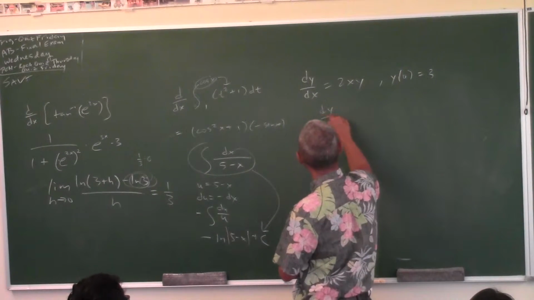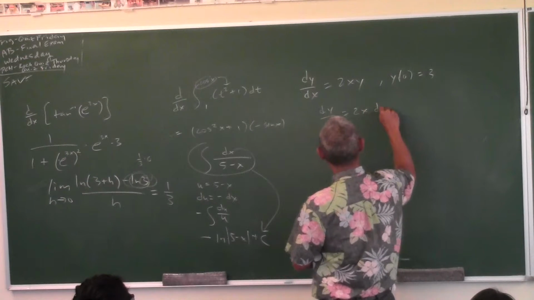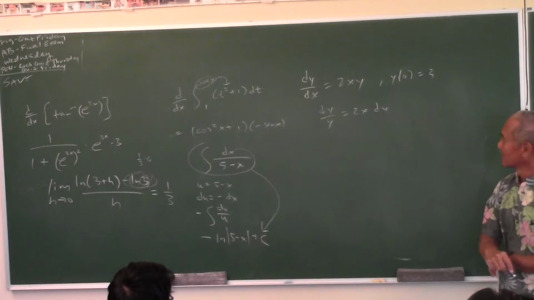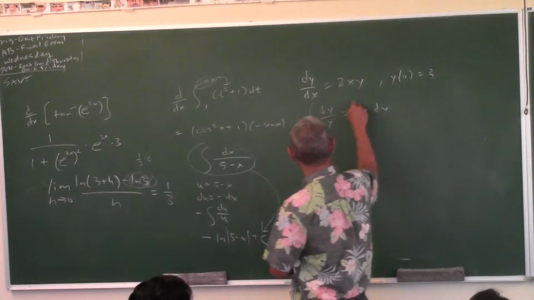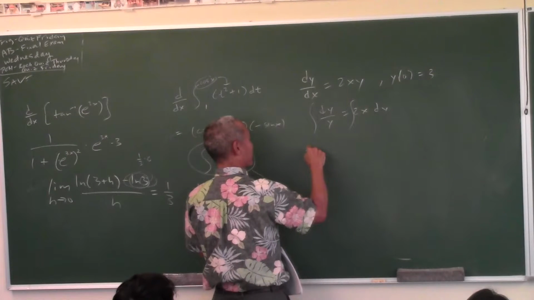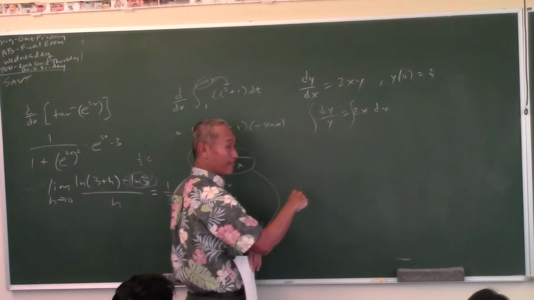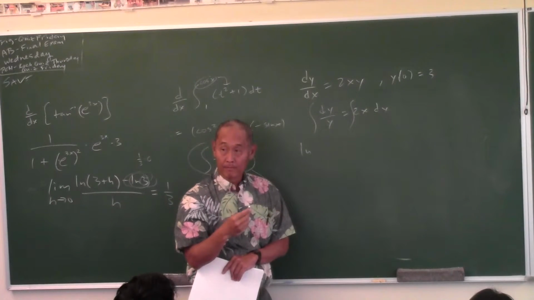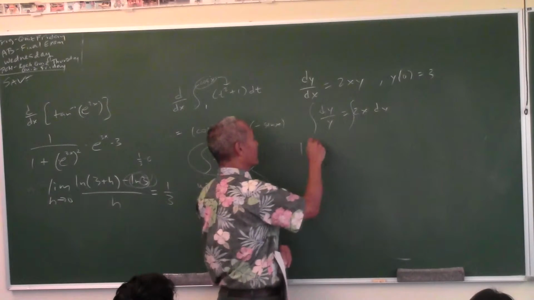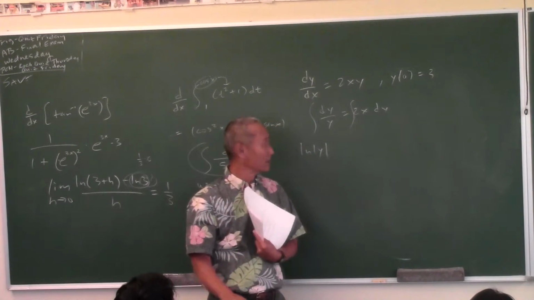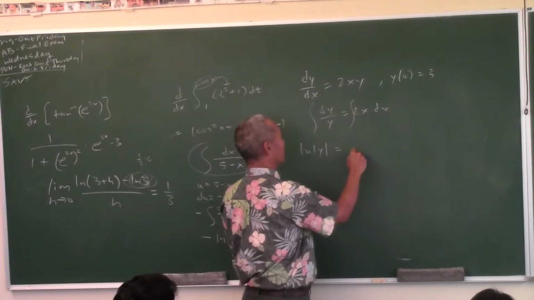You put the dx on one side, and then separate the variables. I think we know what separating the variables means at this point. Then you integrate both sides. 1 over y dy, so natural log absolute value of y equals 2x dx, and the antiderivative is x squared plus c.